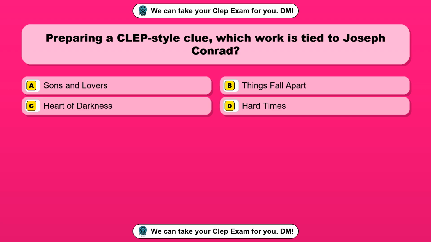Question 23. Preparing a CLEP style clue, which work is tied to Joseph Conrad? Option A, Sons and Lovers. Option B, Things Fall Apart. Option C, Heart of Darkness. Option D, Hard Times. The correct answer is option C, Heart of Darkness.